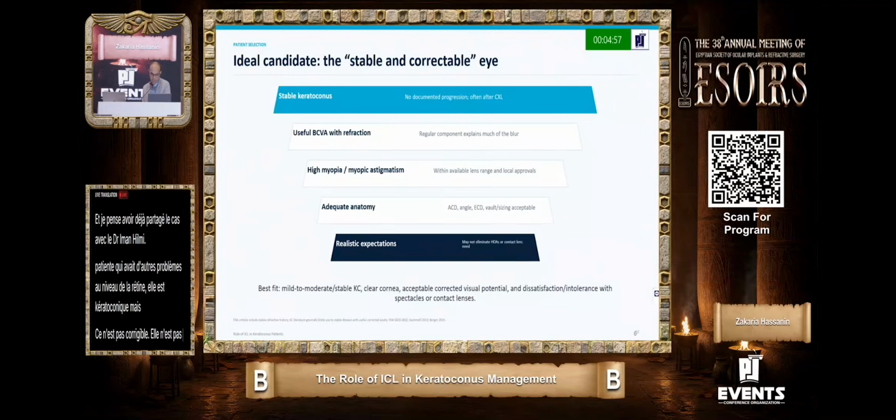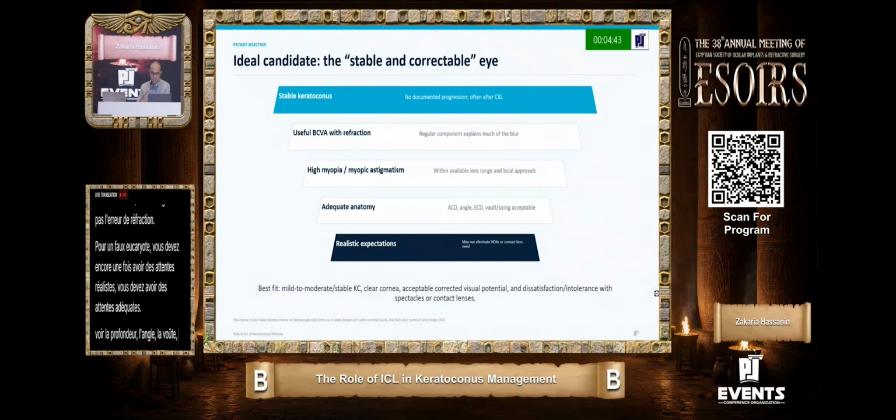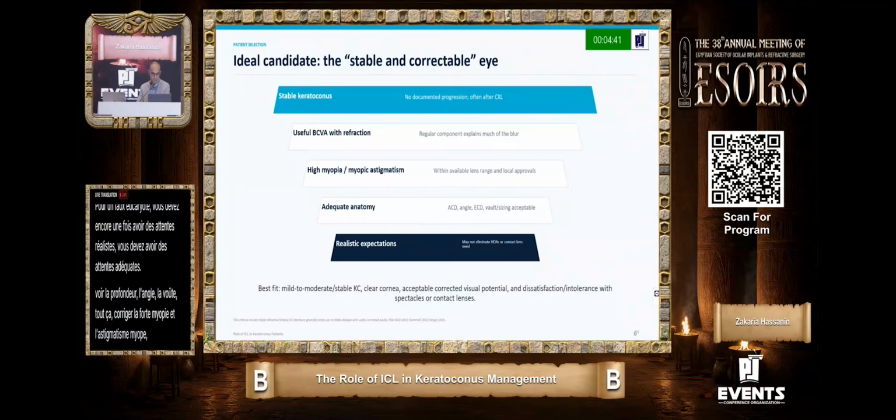For phakic IOLs, you have to have realistic expectations again. You have to have adequate anatomy, AC depth, the angle, the vaulting, all this stuff. Correct the high myopia and myopic astigmatism. Look for a useful best-corrected visual acuity, and make sure that you stabilize the cornea first.